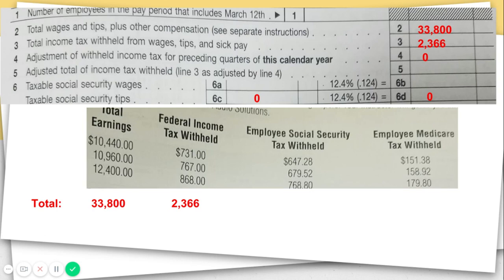Box 4, adjustment of withheld income tax, preceding quarters. There is none in this case, so it's 0. Box 5, adjusted total of income tax withheld. So line 3 as adjusted by line 4, so line 3 minus line 4. You still get the same number. Line 6, taxable Social Security wages. So 6A, we'll put our $33,800 in there. We will multiply across, and we'll get $4,191.